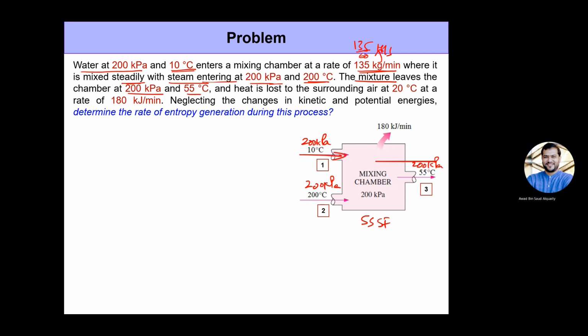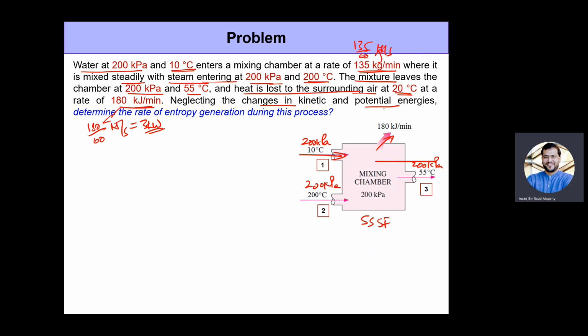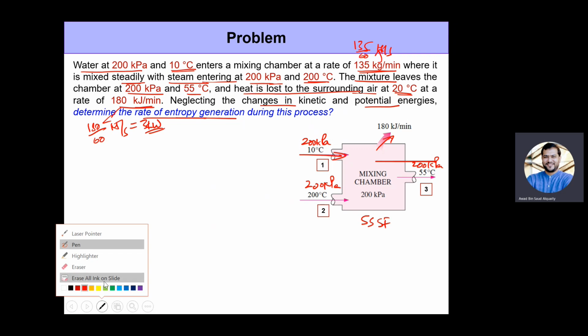Okay, and heat is lost to the surrounding air, so there is some heat transfer happening. You have air in the surrounding at 20 degrees Celsius, and the rate at which heat is being lost is 180 kilojoule per minute, which of course we got to convert to kilojoule per second, so it becomes 180 by 60 kilojoule per second, or basically 3 kilowatt. Okay. Now we can neglect the changes in kinetic and potential energies like we always do. All we need to do is to determine the entropy generation during this process.